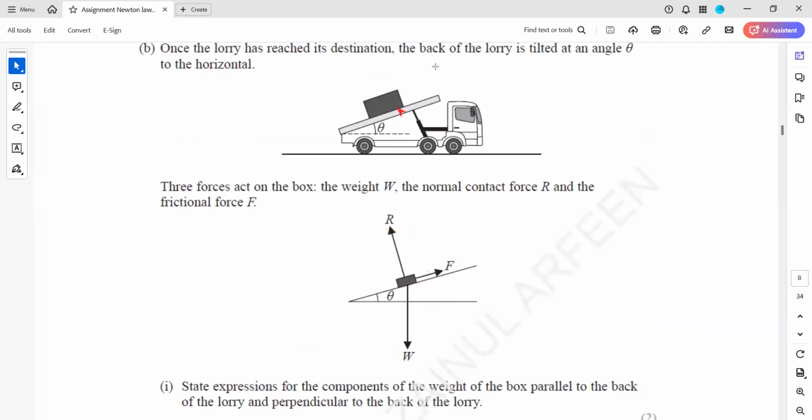As the weight was acting downward, this weight will have two components. One is parallel, another one is perpendicular. So this is W cosine theta and this one is W sine theta. So W sine theta is parallel to the back of the lorry and W cosine theta is perpendicular to the back of the lorry.